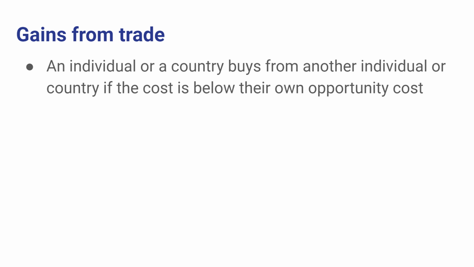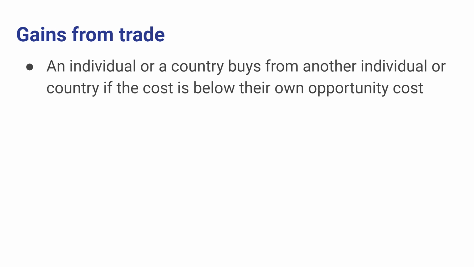For a country to gain from trade, it has to do better than it would in the absence of trade. So an individual or country will buy something from someone else only if the cost is below their own opportunity cost of producing the good. This is a very general principle. An electrician might hire someone to mow their lawn if the opportunity cost of using their own time to mow it is greater than it would be to pay someone else to mow it.